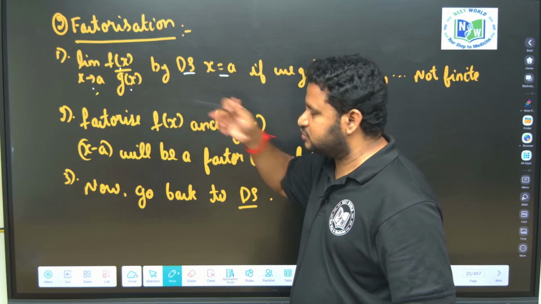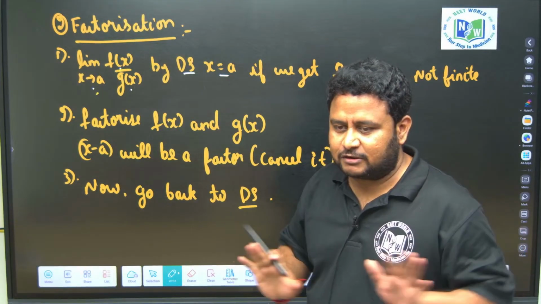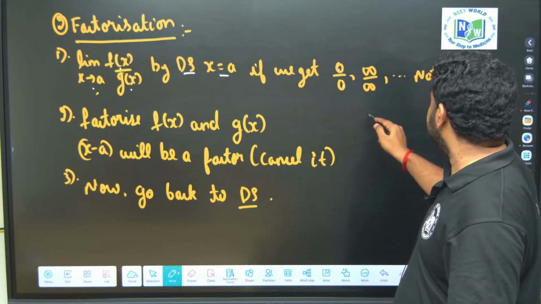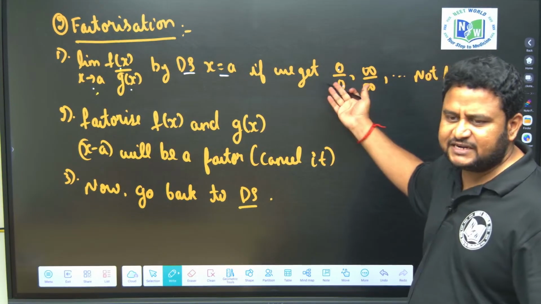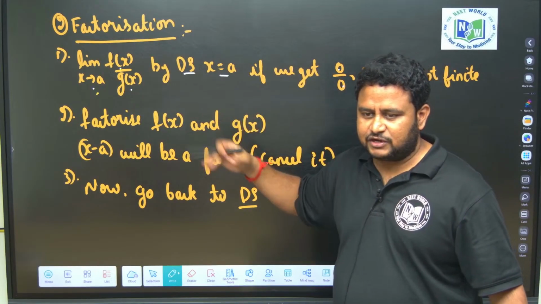So by direct substitution, if I am getting a finite value, then totally no problem at all, the question is solved. But if we get indeterminate forms like 0 by 0, infinity by infinity, or any of the 7 indeterminate forms which I told, we cannot solve directly, correct? No, we are not getting the direct answer.